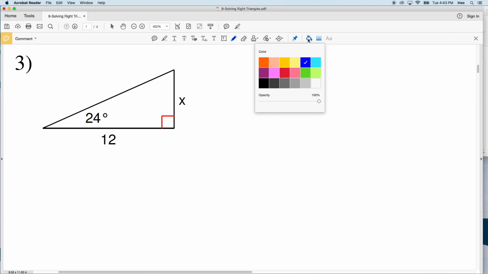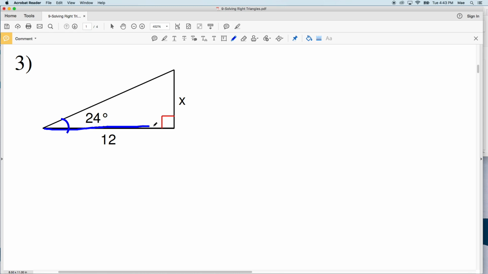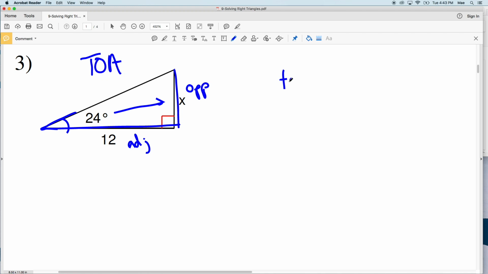In number 3, we're given our angle is 24 degrees. We're given the side adjacent to that angle, because remember the adjacent side helps form that angle, but is not the hypotenuse. And we're also given the opposite side, which we're supposed to find, and that's x. If we have opposite and adjacent, think SOHCAHTOA, that's going to be tangent. So the tangent of 24 degrees is going to be equal to our opposite x over our adjacent of 12.